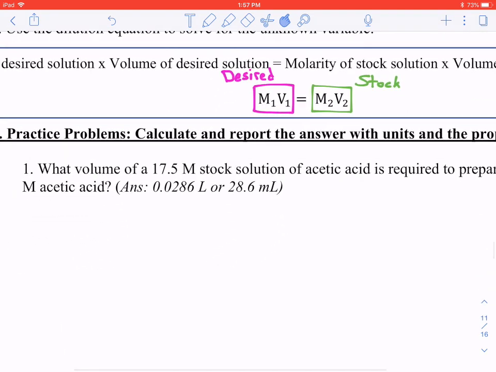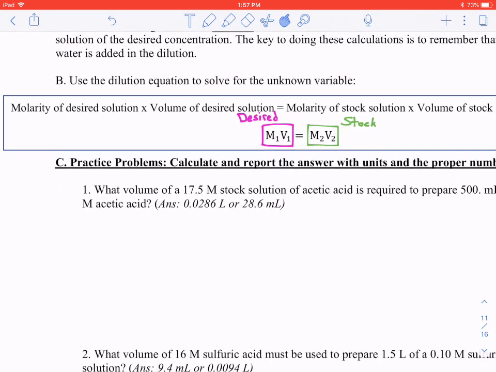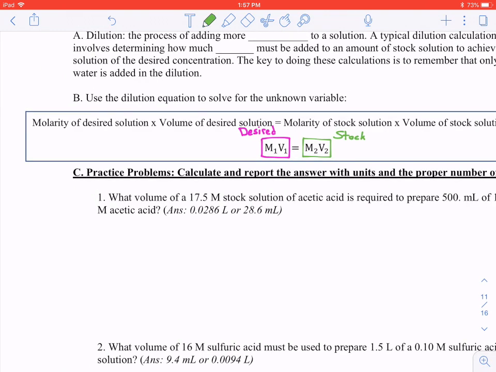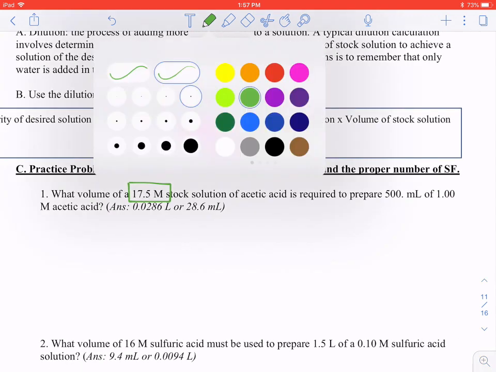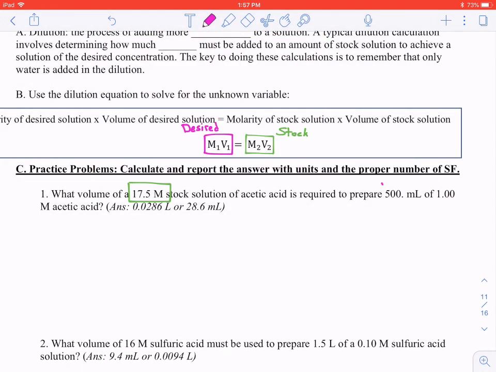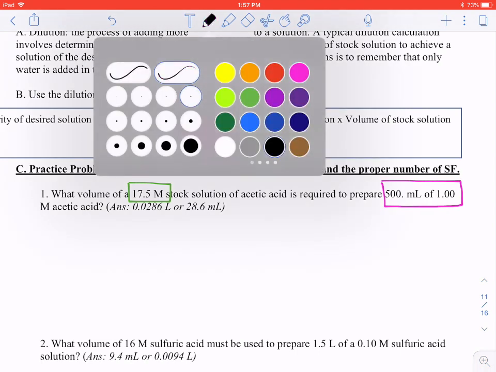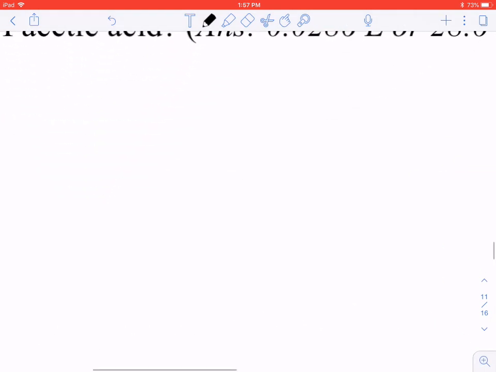So let's see if we can define M1, V1, M2, and V2 for different problems. Looking at number 1, we're told some information about the stock solution. We're told it is 17.5 molar. And we're also told some information about the acid that we want to make. We want 500 milliliters, that's a volume, of 1.000 molar. So we can define our M1, V1, M2, and V2.